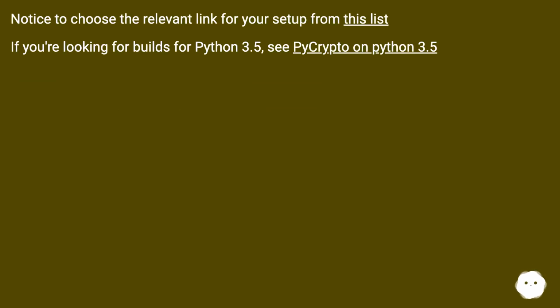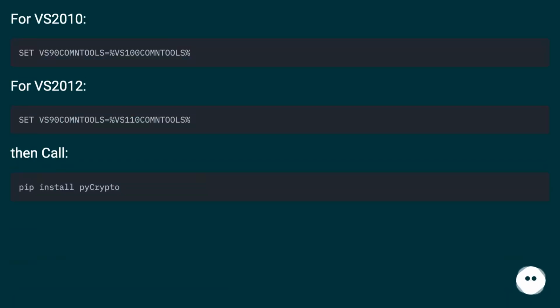Notice to choose the relevant link for your setup from this list. If you're looking for builds for Python 3.5, see PyCrypto on Python 3.5. For Visual Studio 2010. For Visual Studio 2012. Then call.